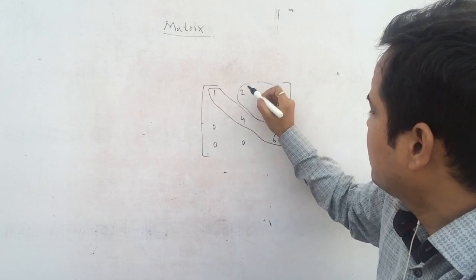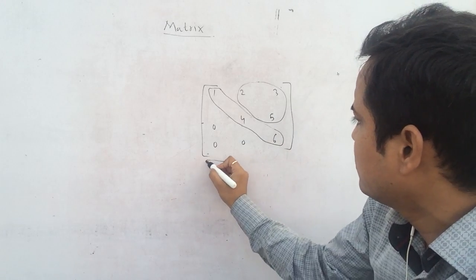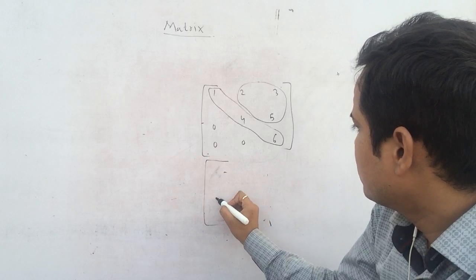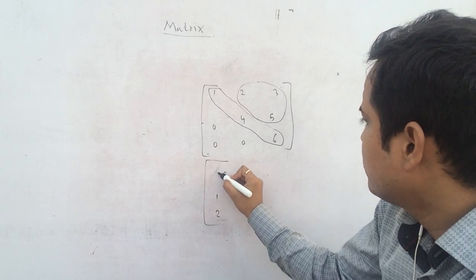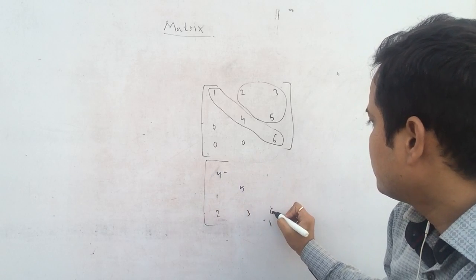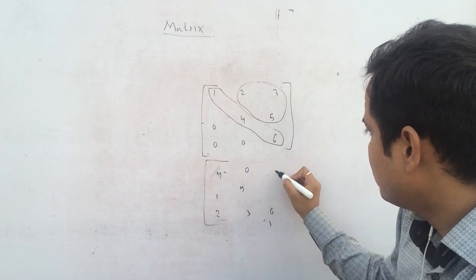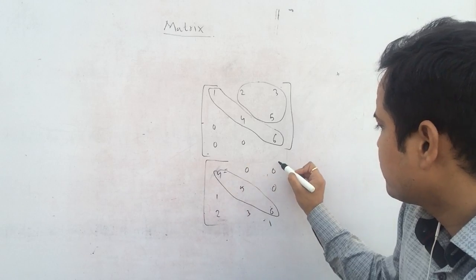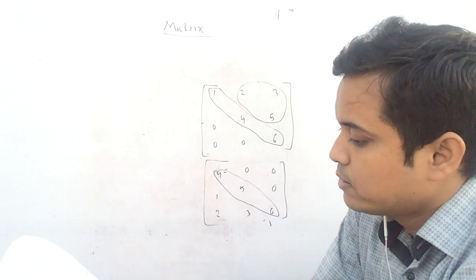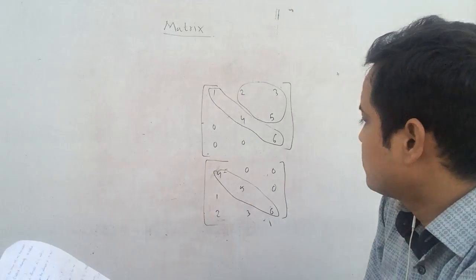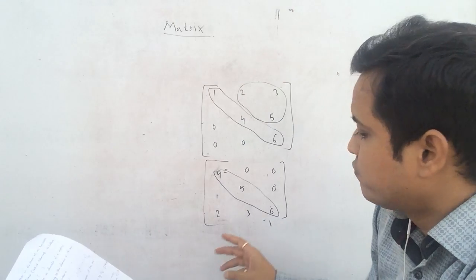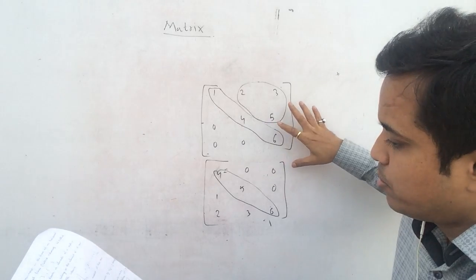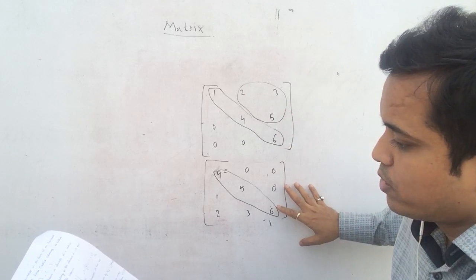Okay, and when you see 0 1 2 3 4 5 6 in the diagonal, and these 3 elements are 0, and these are diagonal. All right, so this one is upper triangular, and this one is lower triangular.